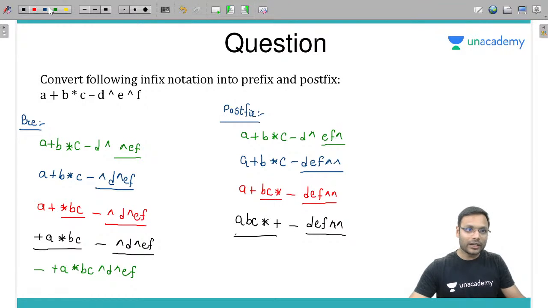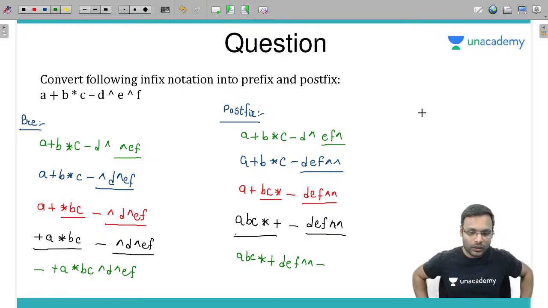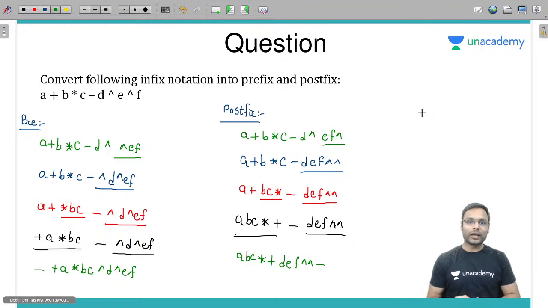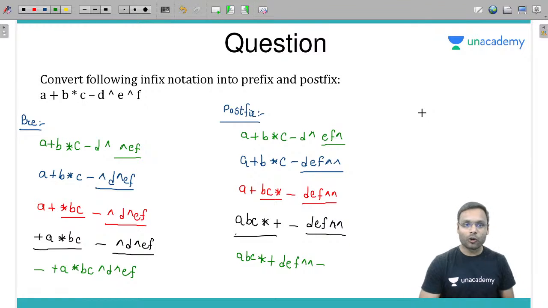So how do you write it in postfix? First of all, the left operand as it is. Then the right operand, def exponent exponent, and then minus. This is your final answer. Good. Just check out if you are also getting the same answer or not.